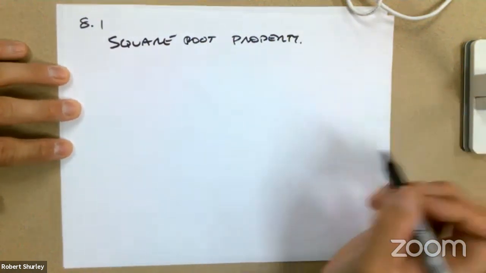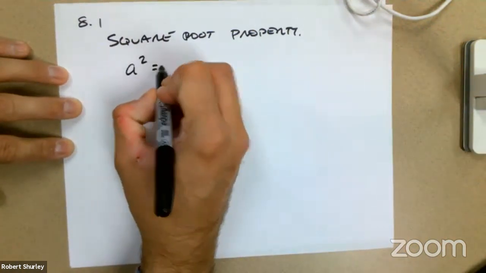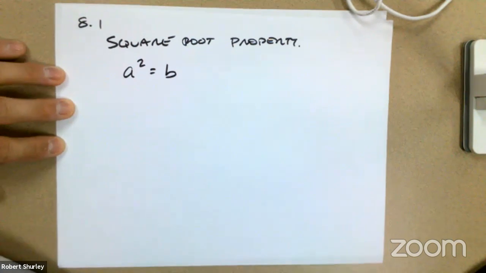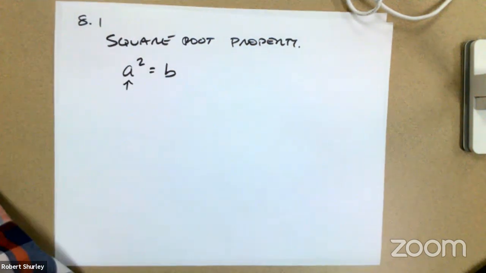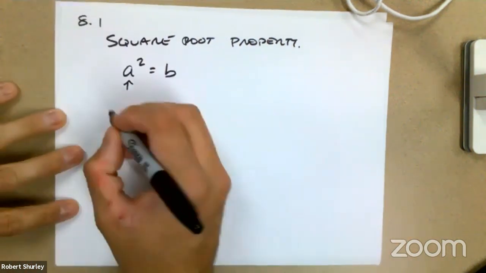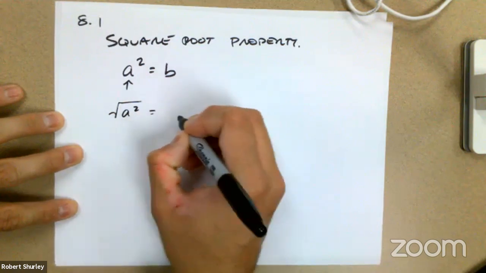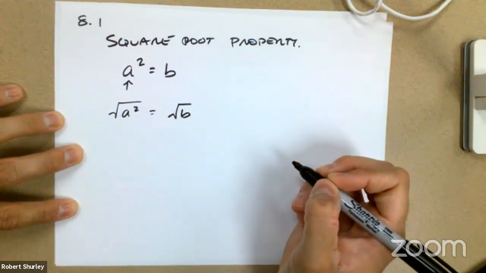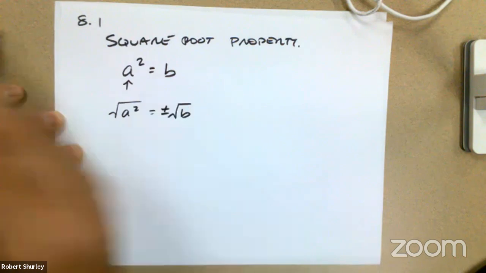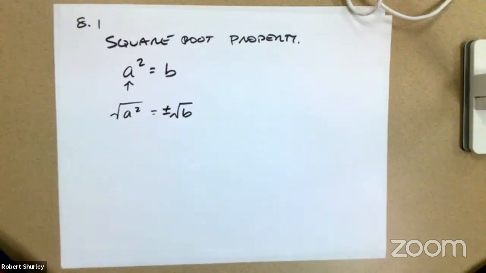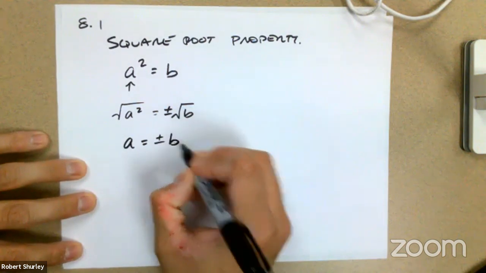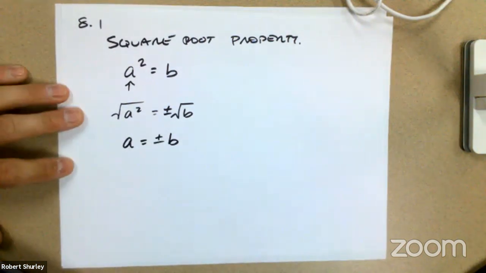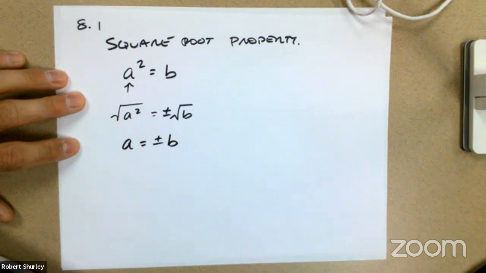The square root property is pretty straightforward. If you know that something squared equals b, so if you've got a squared equals b, and you're trying to solve for a, you can take the square root of both sides. But when you do that, you have to attach a plus or minus. So you wind up with a equals plus or minus the square root of b. Okay?